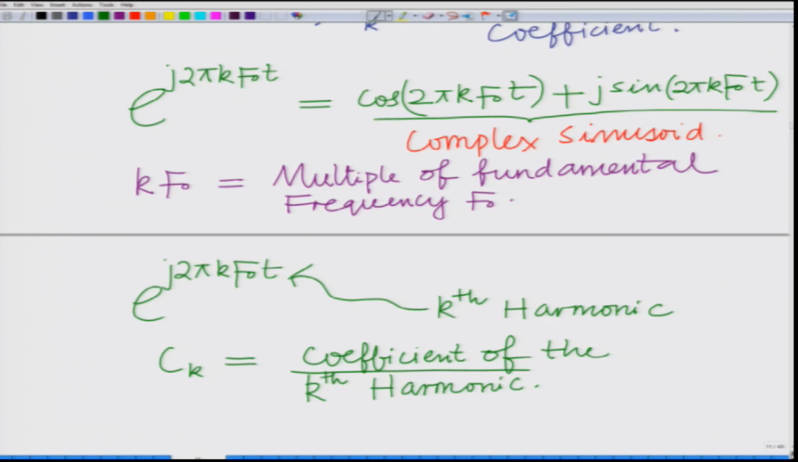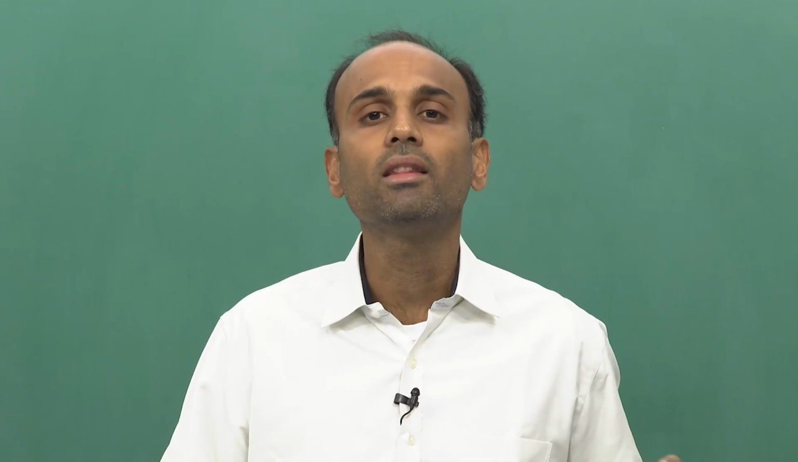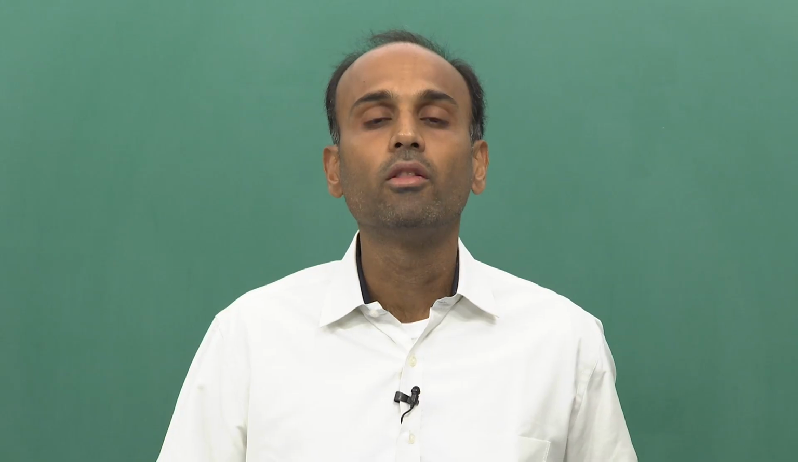So, e to the power of j 2 pi k f naught t is the kth harmonic, correct, which is associated with the kth multiple of the fundamental frequency f naught, and Ck is the discrete Fourier series coefficient associated with the kth harmonic in this discrete Fourier series expansion. Okay. Now, let us look at how to find the coefficient Ck in the discrete Fourier series.